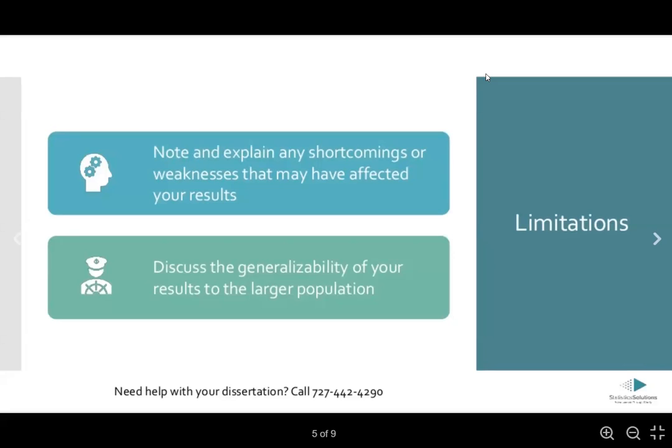If you use something different, like a purposive sample, you may want to mention that as a potential limitation where you're not reaching that very representative sample.